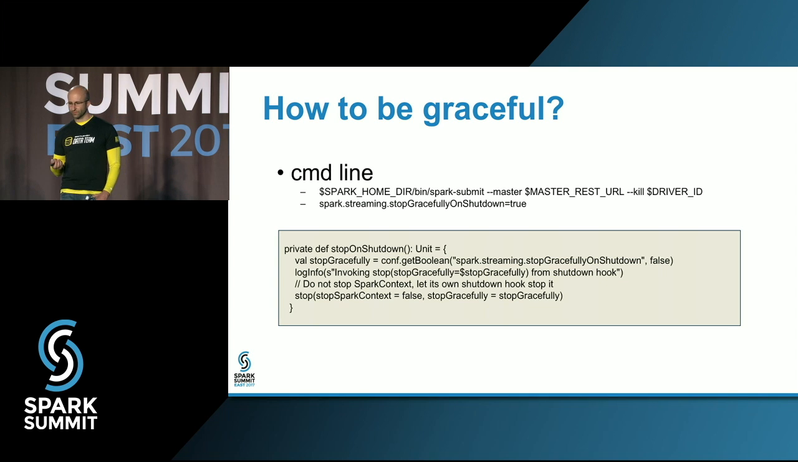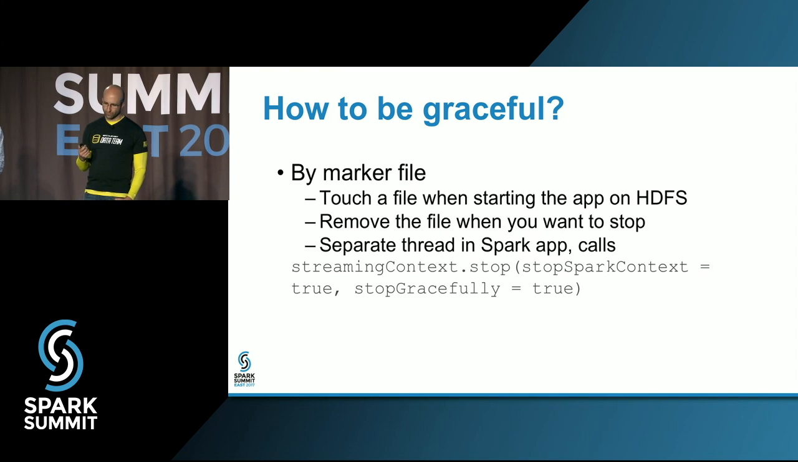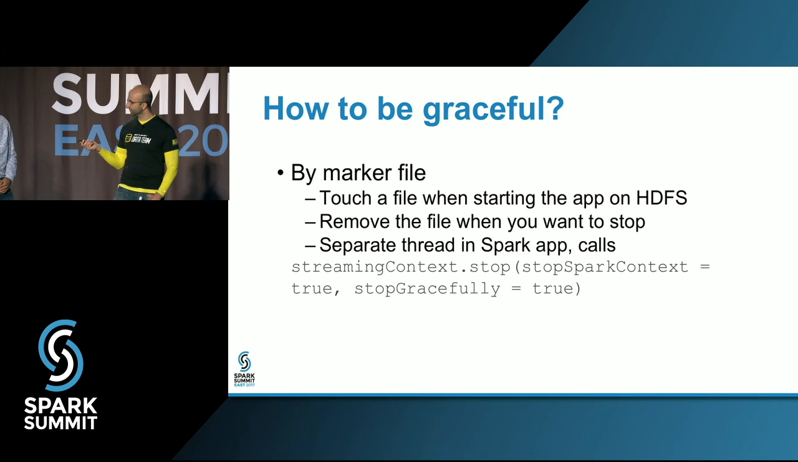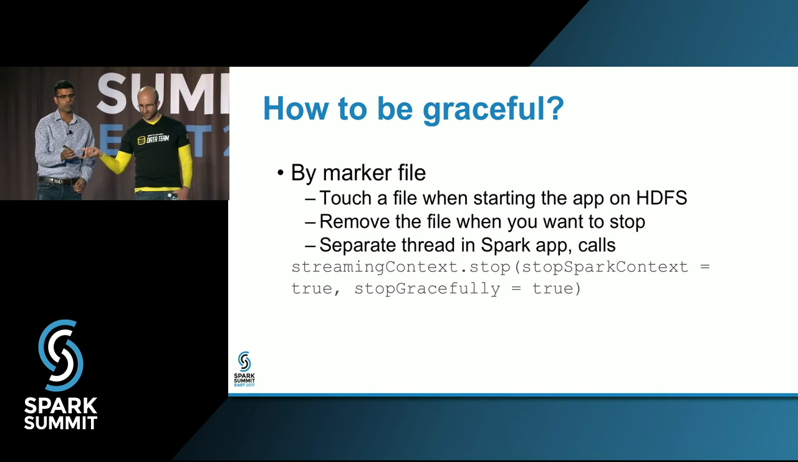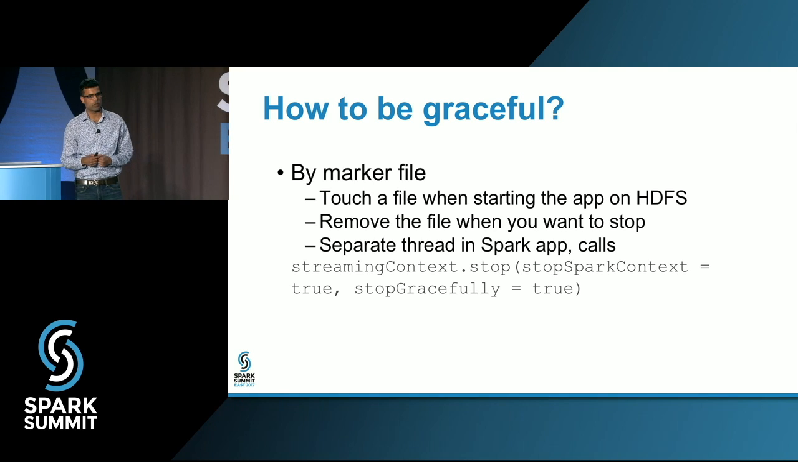Now, you can call this from the command line and shut it down from the command line. You could also put in a file on S3 or HDFS. That's my favorite way to do it, to have a marker file, and that file is usually on HDFS, for example, and that exists, and there's a thread on the app that's constantly checking for the existence of the file. And when you want to stop that app, you take that file out, and the periodic thread in your Spark driver then sees that the file has disappeared and gracefully shuts down your application.